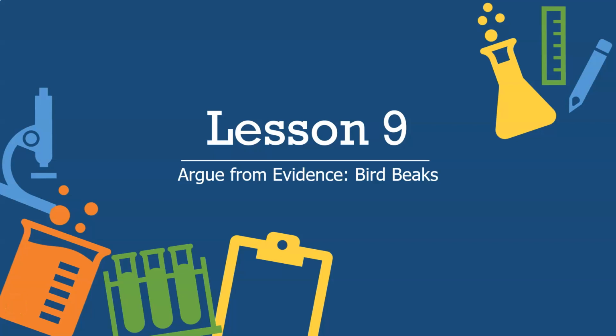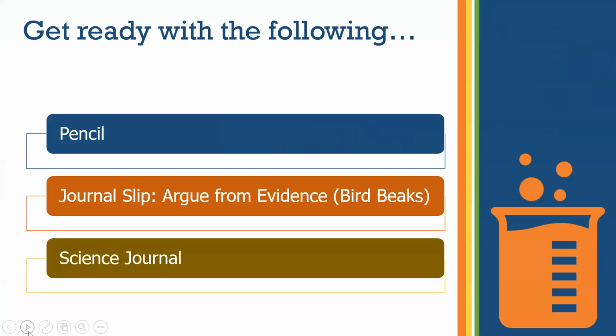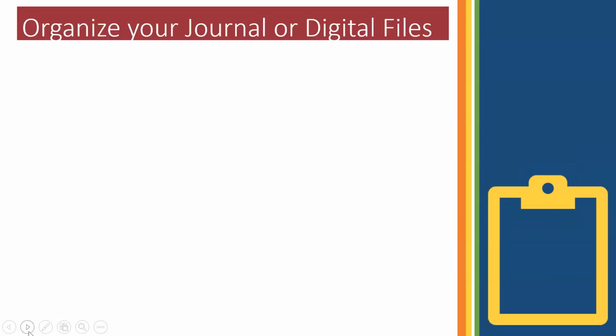It's lesson 9 of our distance learning series, and it's time for us to argue from evidence about a related phenomenon. You'll need a pencil, today's journal slip, and your science journal. Speaking of your science journal, this would be a really good time to organize your journal or your digital files saved on your Chromebook. We don't know exactly how long we'll be learning virtually, so it's up to you to make sure that you're keeping a system that works.